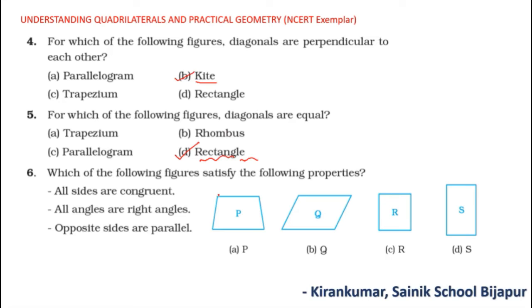Question 6. Which of the following figures satisfy the following properties? All sides are congruent to each other. All angles are right angles and opposite sides are parallel. Opposite sides will be parallel in these 3 figures. When we look at the first condition, all sides are congruent, it is figure R. R is the right answer. And this figure is a square. This resembles a square.